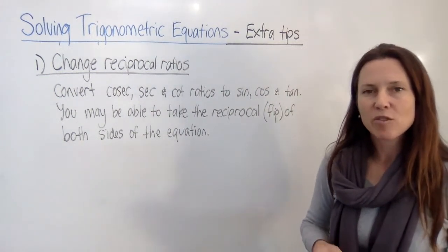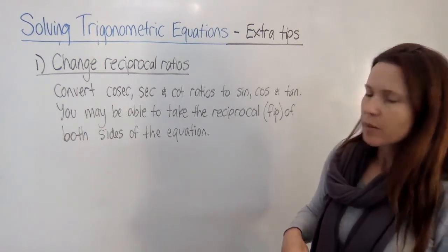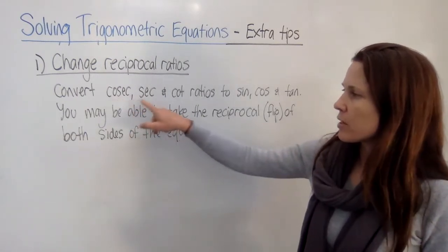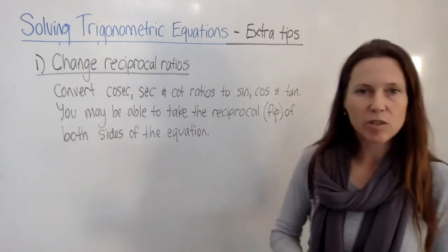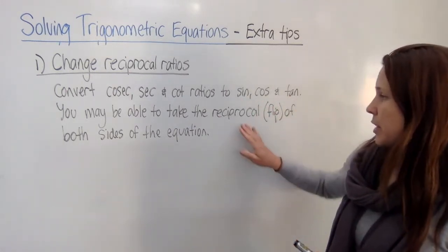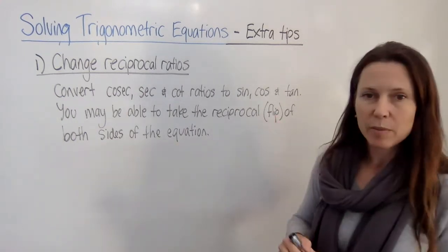Now we'll look at some extra tips that can help you when you're solving trig equations. If you've got reciprocal ratios in there, that means cosec, sec or cot in your equation, look to change it to sine, cos and tan as soon as you can. It's possible you might be able to take the reciprocal of both sides of the entire equation by just flipping it upside down.